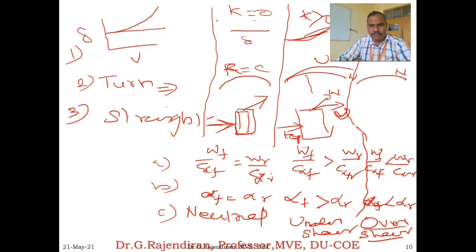And the second thing, when the vehicle is taking a turn, this is neutral steer, constant radius of turn. This is understeer: the radius of turn is greater than that of neutral steer. And when the vehicle is taking a turn and the radius of turn is reduced compared to neutral, this is an oversteered vehicle.